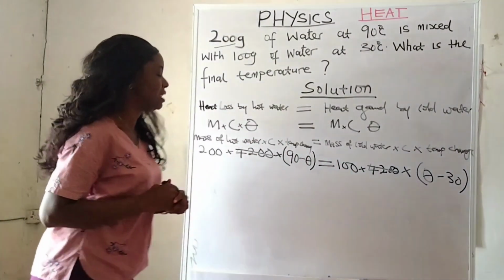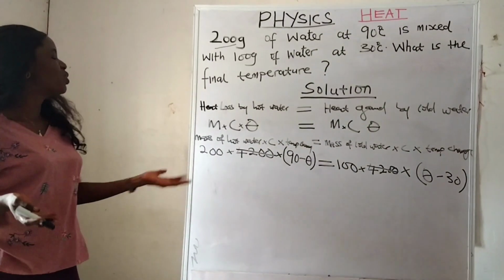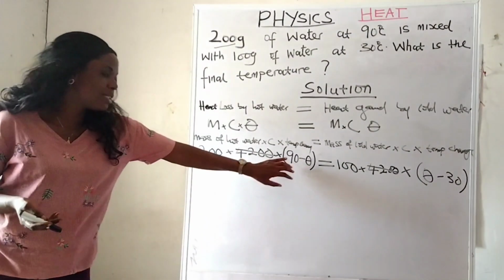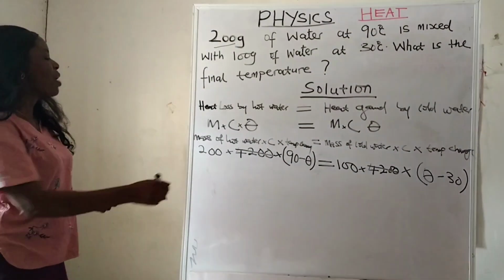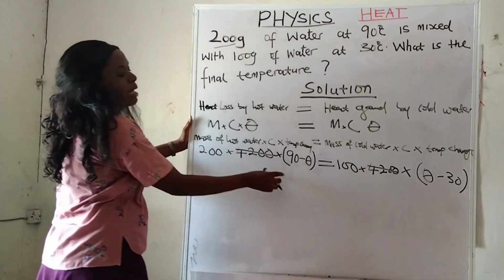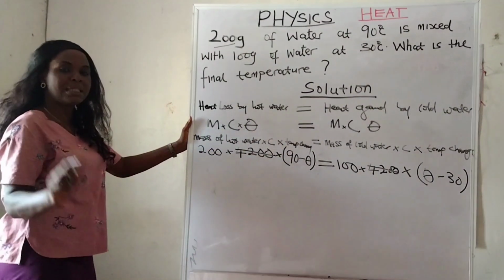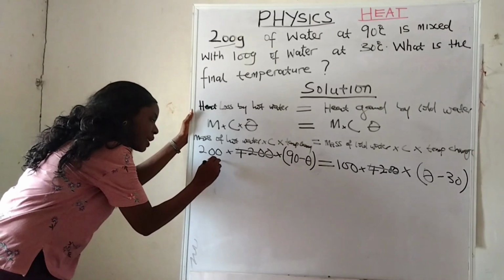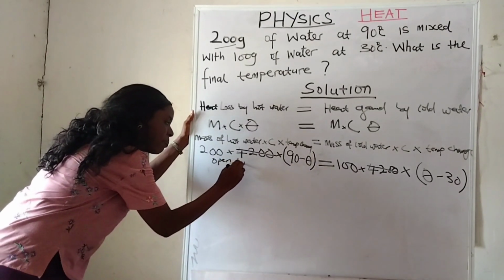Let's evaluate. We open the bracket. Open this bracket. So how do I do it? I'll use this 200 to multiply everything inside this bracket. So let me write it out. Open bracket.